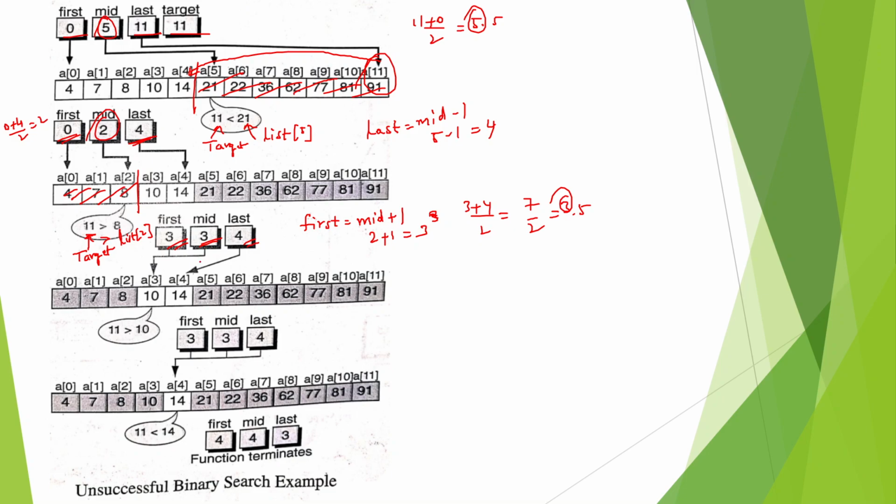Okay. So now at list of mid, compare the target. What is list of mid? List of 3, because mid value is 3. List of 3, this particular one. And my target is this one only. Again, target is greater than the list of mid. So what do I need to modify? I need to modify my first only. Last will remain unchanged.